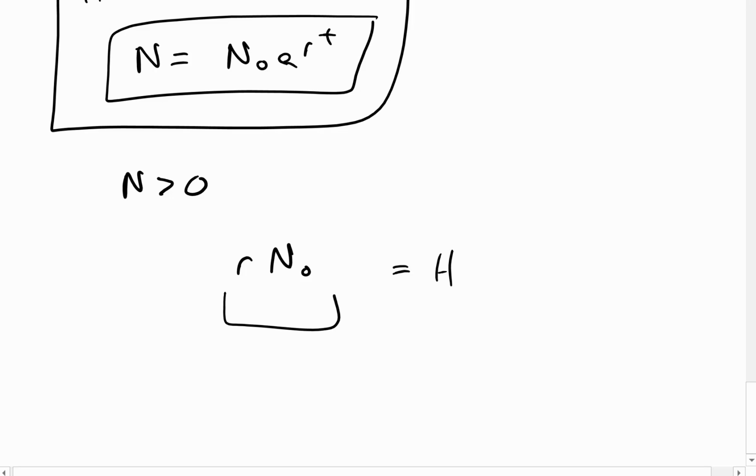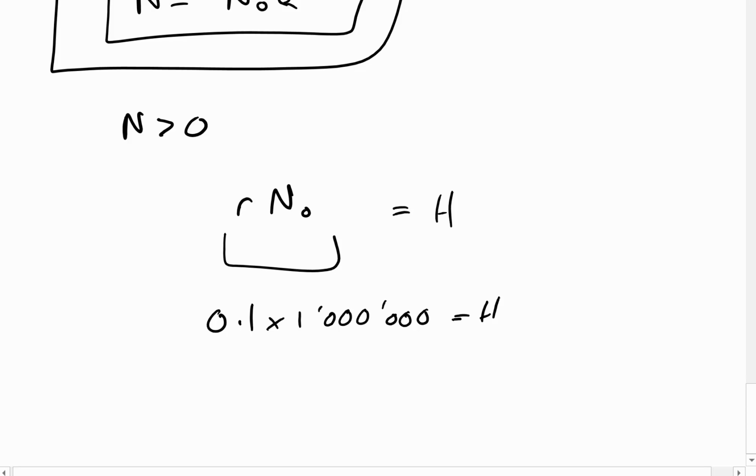So we know what r is, and we know what n naught is. It's 0.1 times 1 million, and that's going to be equal to h. So therefore, what is h going to be? It's going to be 100,000, as we predicted.